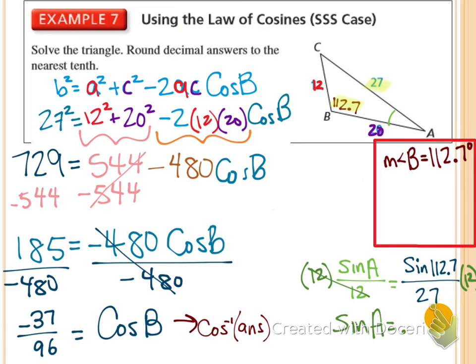I got 0.4100169. Sounds good? So that's what sine of A equals. So how do I figure out what angle A equals? Shift sine, and then use your previous answer button. So shift sine, previous answer. So the measure of angle A is 24.2 degrees.